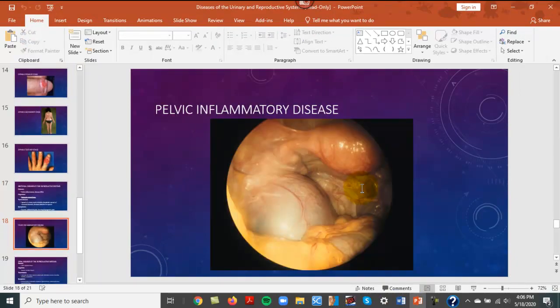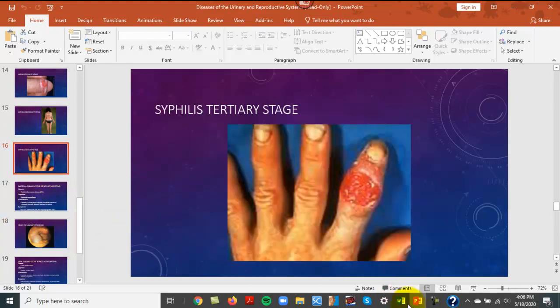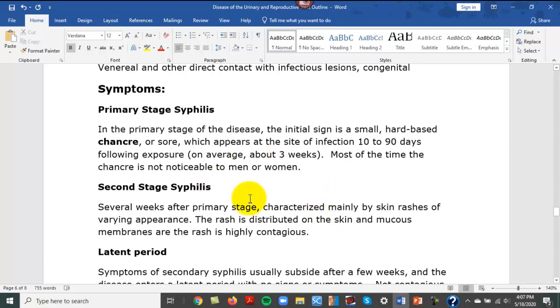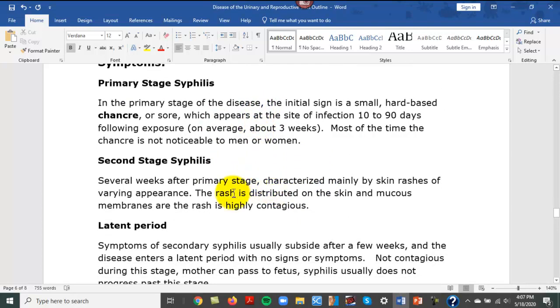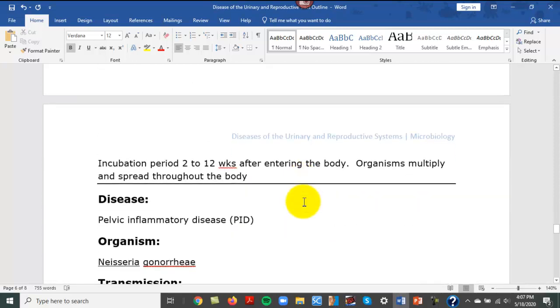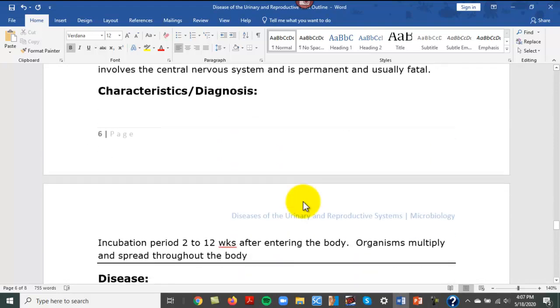These are called gummas. See these big lesions here. They're kind of rubbery lesions that show up and can develop into cardiovascular syphilis or neurosyphilis, and it's usually fatal. So those are all the stages: primary goes away, secondary goes away, but then it comes back. There's a latent time, but technically there are 4 stages.